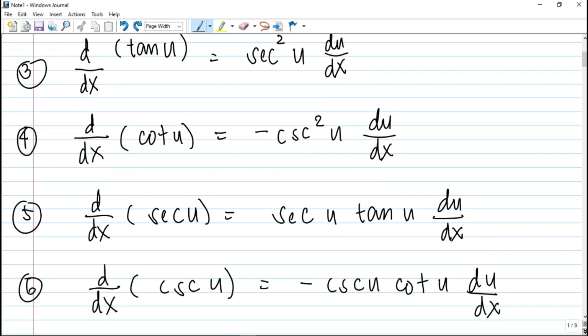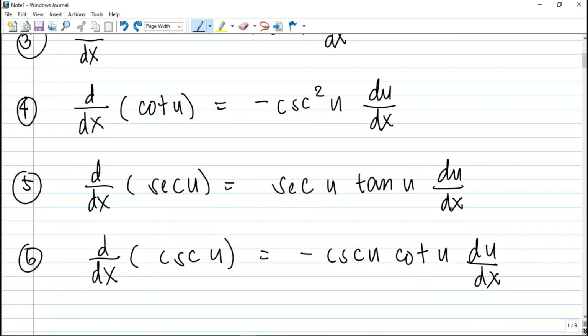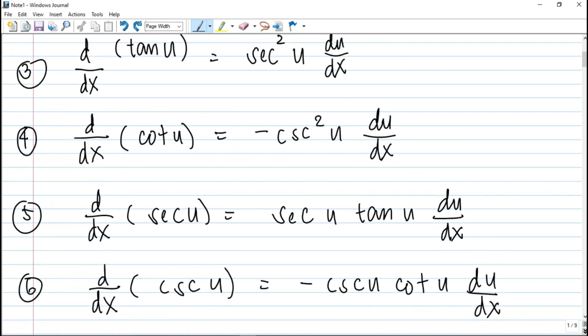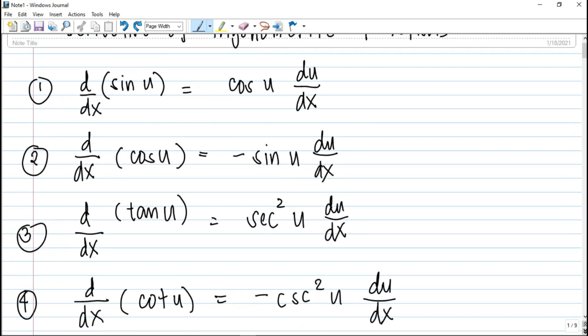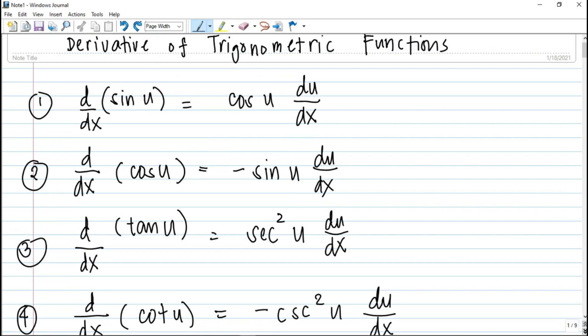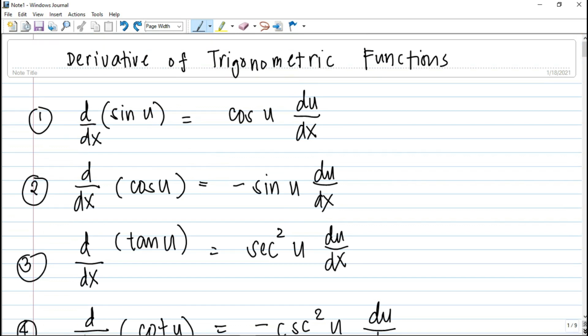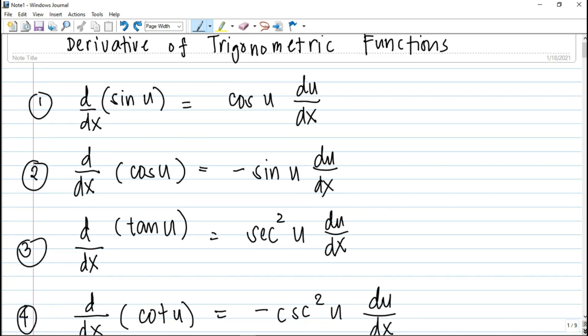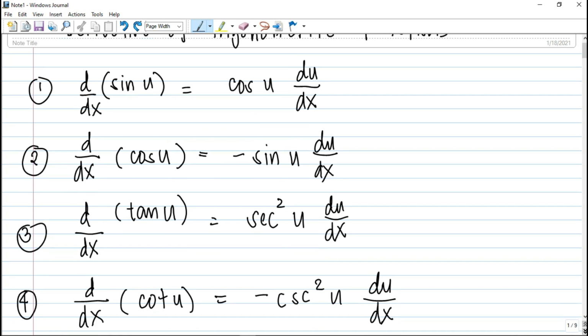Number 5, we have the derivative of secant u is equal to secant u tangent u du. Our u here is a function. Number 6, last, the derivative of cosecant u is equal to negative cosecant u cotangent u du. So we just apply these formulas, and we memorize them. If you are taking up differential calculus, you need to memorize these formulas so that you don't need to derive them using the concept of limits. These are ready-made formulas, we just apply them, so let's remember the formulas.